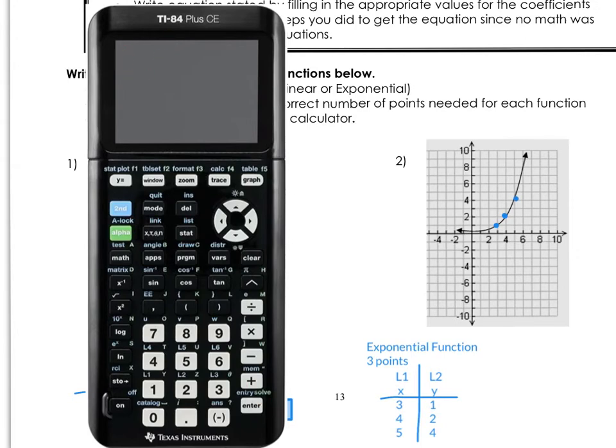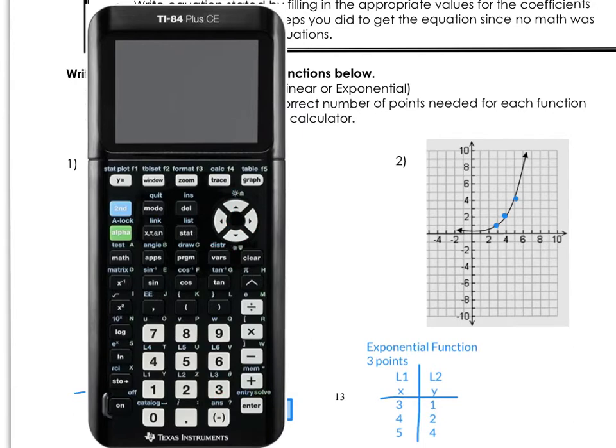It's the first tab on the left side, so we're going to hit Enter. There's going to be some information in there, so we're going to hit Up, Clear, Down to clear out my list, and then over to L2, Up, Clear, Down to clear out that list, back to L1, and then we're going to enter in our values.